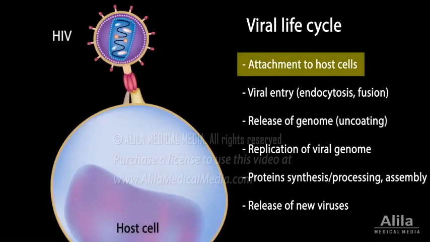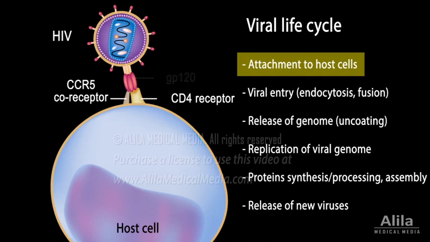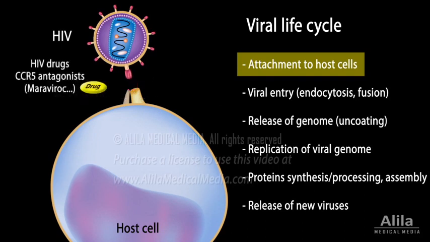To prevent viral attachment, a drug can either bind to host cell receptor, co-receptor, or to the viral spike protein. Examples are HIV drugs, CCR5 antagonists. They bind to CCR5 co-receptor, masking its binding site for HIV.